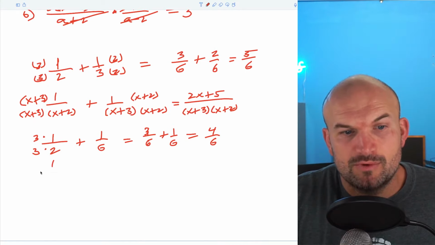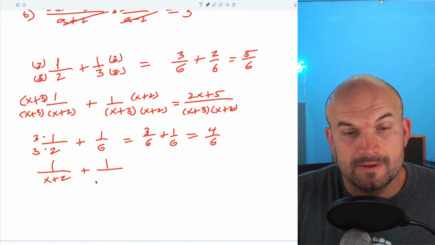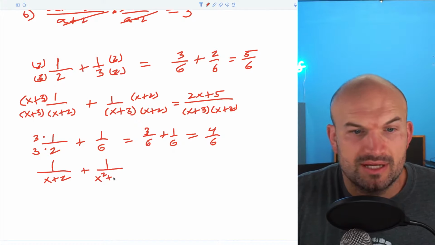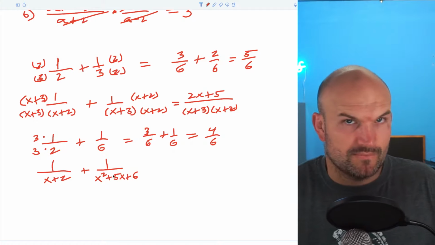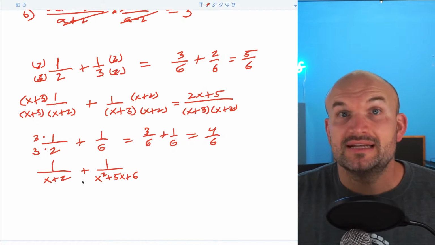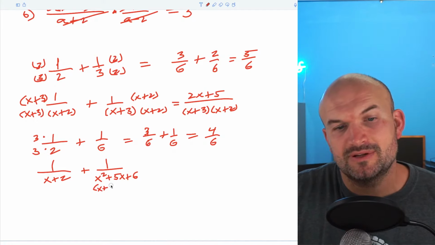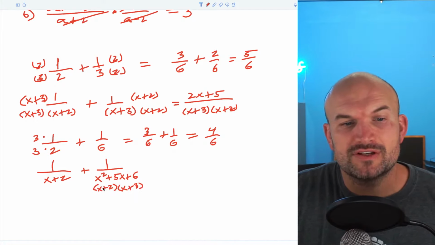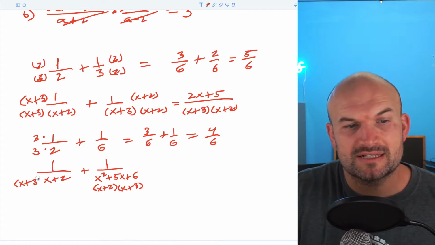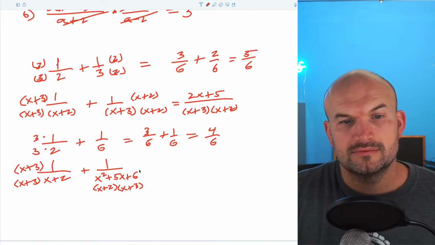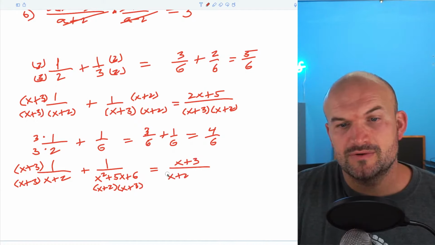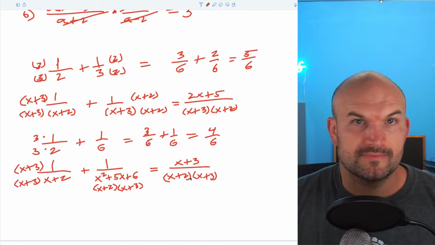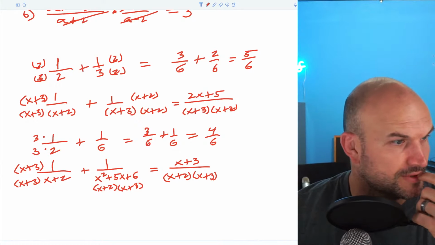So my point is, what if I had this as 1 over x plus 2, and this was 1 over x squared plus 5x plus 6? You might say, how do I know that these have anything in common? Do I need to multiply these? Well, no, you need to factor them. So this is (x plus 2) times (x plus 3). Oh, they already have the x plus 2 in common. So all I need to do is multiply this by the x plus 3. I don't need to do anything over here. So my final answer is x plus 3 all over (x plus 2) times (x plus 3). And there you go. Hopefully that was helpful for you.